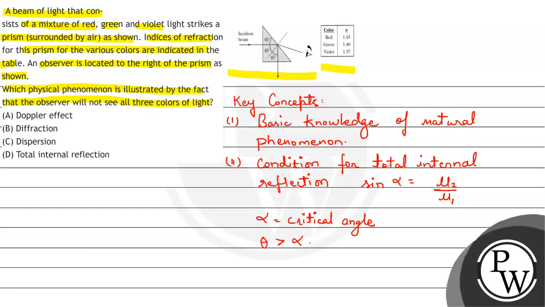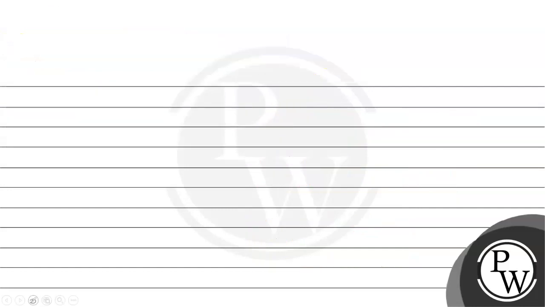And the second condition is that the ray must be moving from denser medium to rarer medium. So these are two conditions for total internal reflection which we must know to solve this question. So let us check each of the natural phenomena one by one.